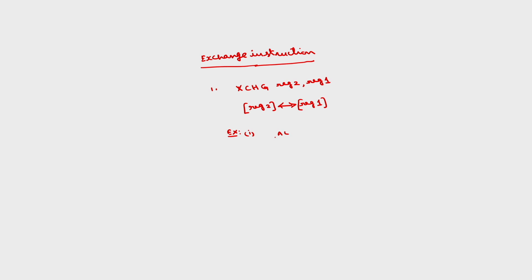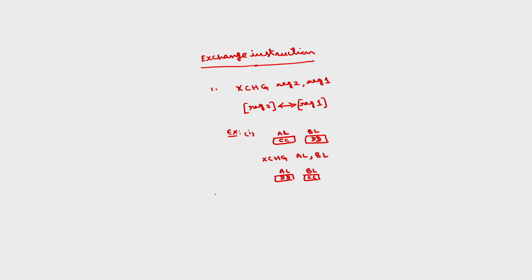So if AL contents are CC and BL contents are DD, and I write XCHG AL, BL, after this instruction AL contains DD and BL contains CC. This is a simple operation. These two contents will be exchanged. Similarly, you can write it with both 16-bit registers also.